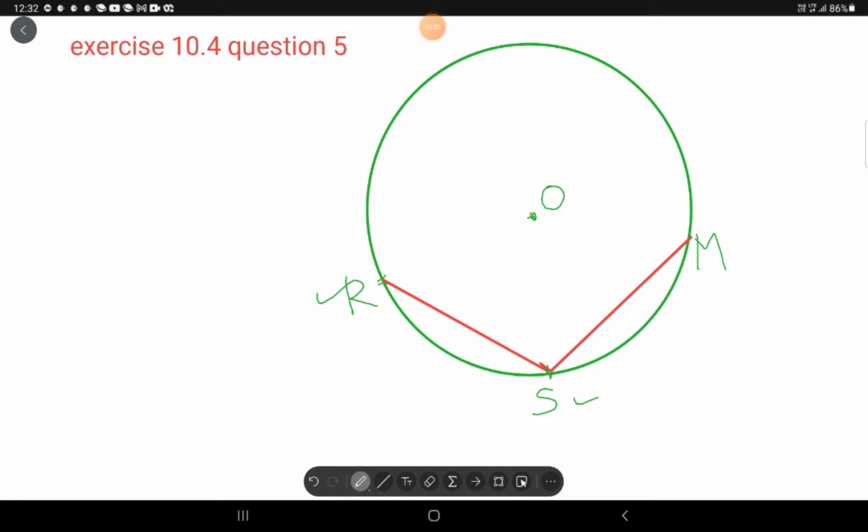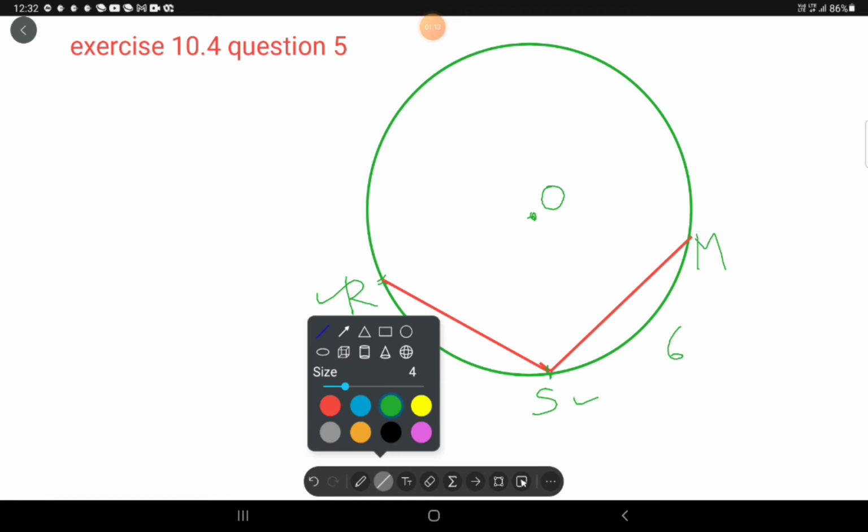And the distance between the children Reshma and Selma and Mandeep is given as 6 centimeter. That means they are standing at equal distances. So RS is 6 centimeter, SM is also 6 centimeter, and the radius of the circle is given as 5 centimeter. You have to find the distance between Reshma and Mandeep.